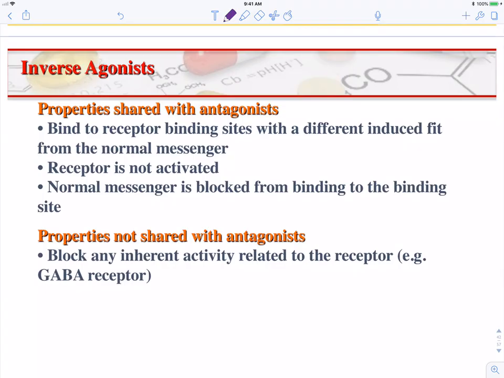We then have another type of binders, the so-called inverse agonists. So inverse agonists bind to the receptor binding sites and cause a different change in conformation. The receptor is not activated, and the normal messenger is actually blocked from binding to the binding site. So for that reason, they look like antagonists, because the natural ligand cannot bind and result in activation. So they block basically the inherent activity of the receptor.